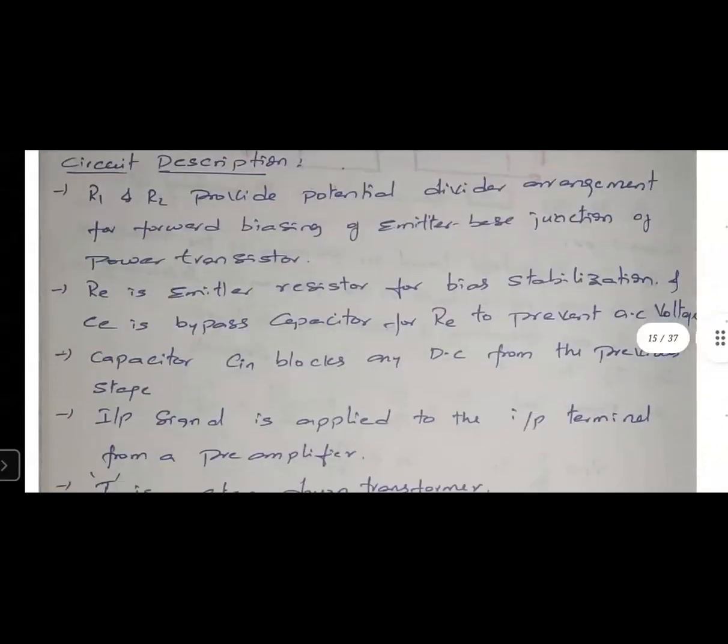Similarly, CE is the bypass capacitor for RE to prevent AC voltages. Whatever AC voltages we are getting, the CE will ground them. Okay, bypass capacitor means it grounds the AC voltages and gives only DC feedback. And similarly, the capacitor CN blocks the AC or any DC from the previous stage.